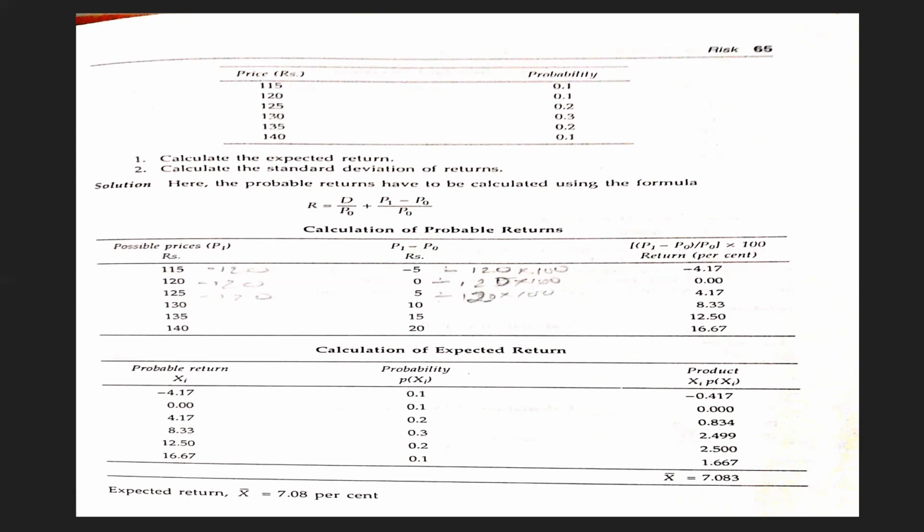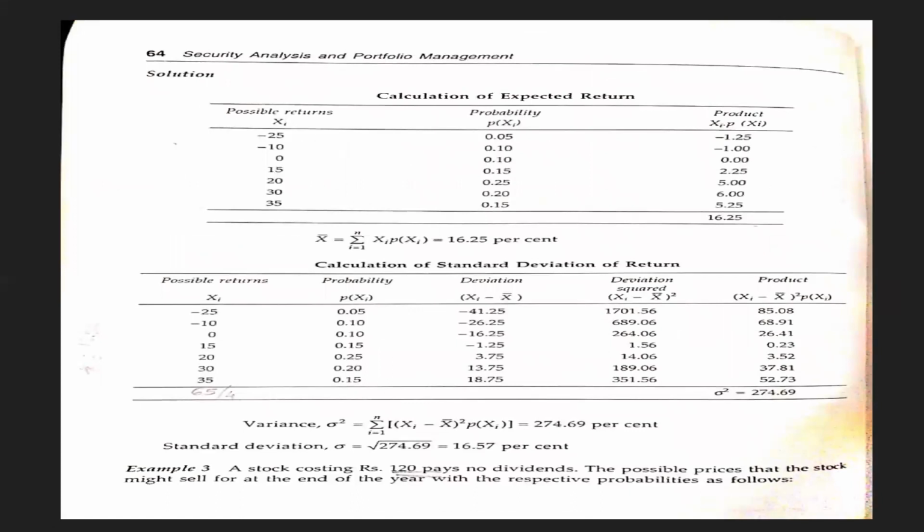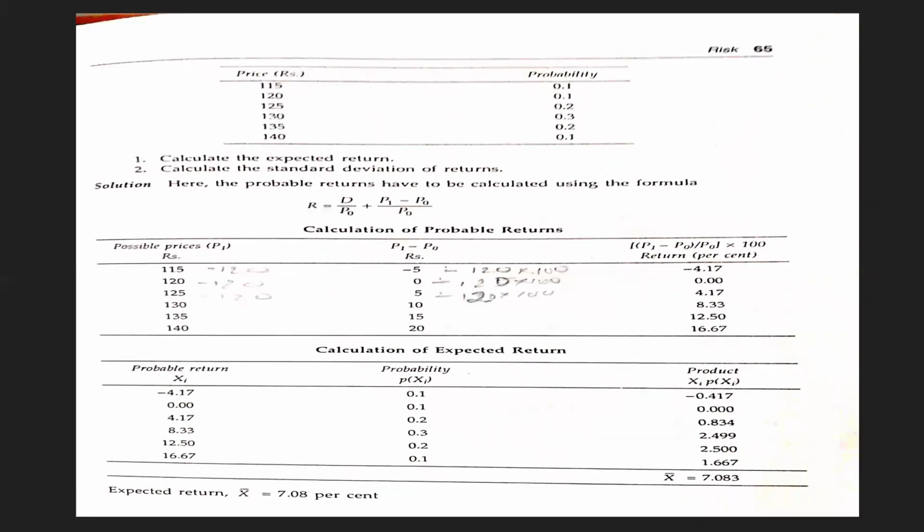To do so, we use the formula D by P0 plus P1 minus P0 divided by P0. We know that D is 0, so you can eliminate that first part of the formula because no dividend is given. Now, P1 minus P0 by P0 is what you need to calculate. P1 is the price at the end of the year. The initial price is 120. The end of the year price is going to keep on changing.